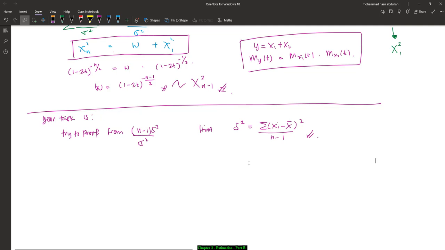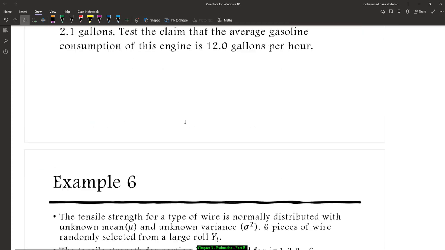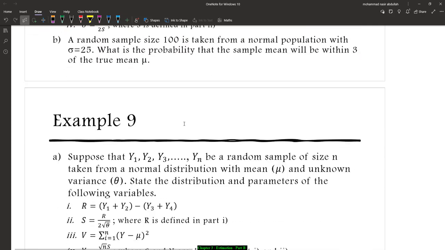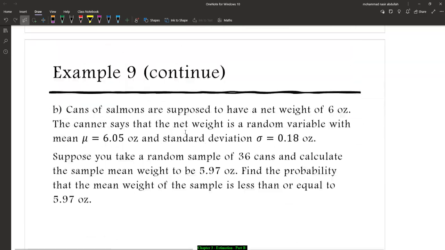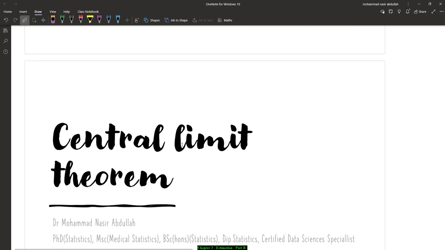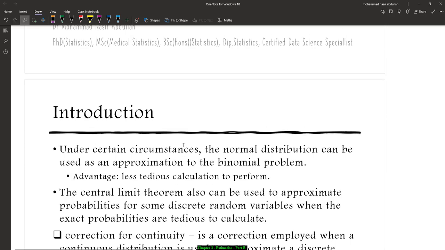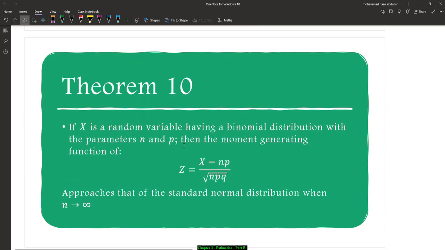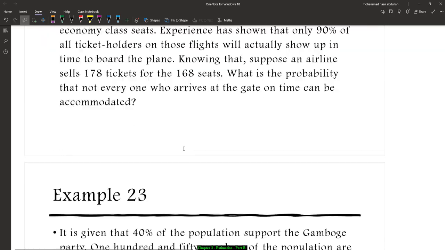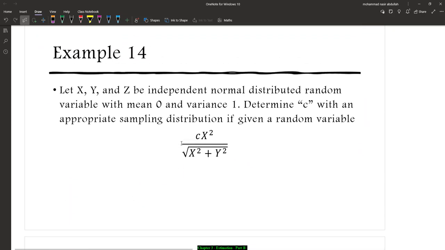If you don't have any question, I think we stop here. Next class, we will continue on theorem number 4, 5, 6 and 7. Then we go into the central limit theorem, 8, 9 and the last one is 10, I think. This is approximation 10. So next class is going to be 4, 5, 6, 7.